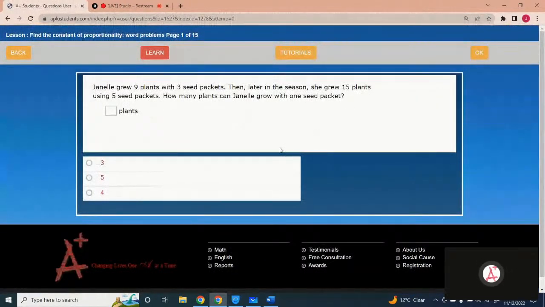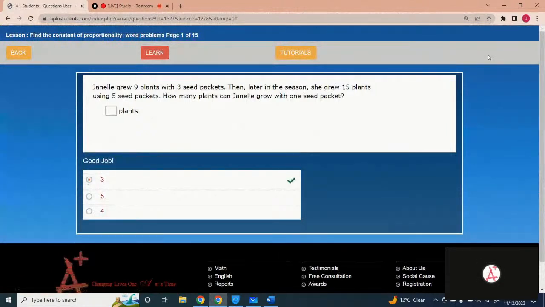Okay, that's the one we did in the tutorial. Janelle grew 9 plants with 3 seed packets. Then later in the season, she grew 15 plants using 5 seed packets. How many plants can Janelle grow with 1 seed packet? It would be 3. That's the one we did in the tutorial. Just select the correct option and click on the OK button.